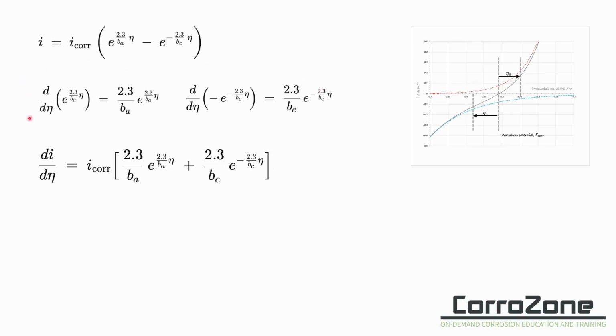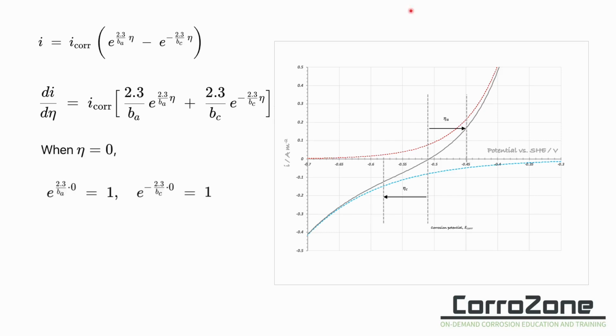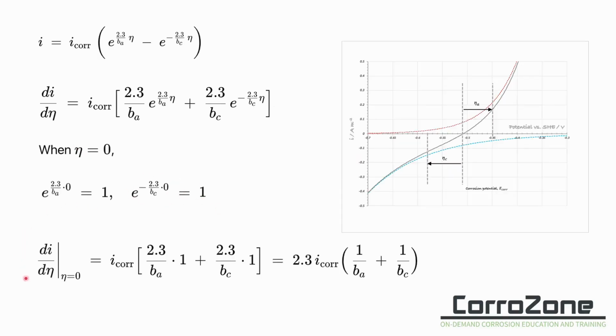So if we combine the derivatives of each individual term, we obtain an equation for the derivative with respect to the overpotential eta equals the corrosion current density multiplied by this expression that contains the anodic and cathodic Tafel coefficients and the value of overpotential. When we are at the corrosion potential, the overpotential eta equals 0. Thus, both exponential terms here equal 1. Therefore, the derivative of this equation that represents the measured current at the corrosion potential, where the anodic and cathodic reactions have the same value, can be written as 2.3 multiplied by the corrosion current density, multiplied by the sum of 1 over Ba plus 1 over Bc.